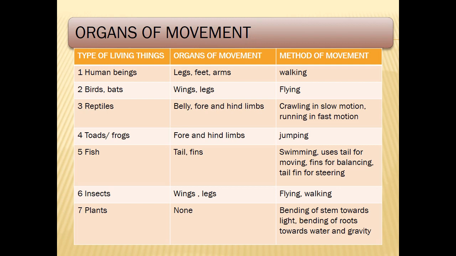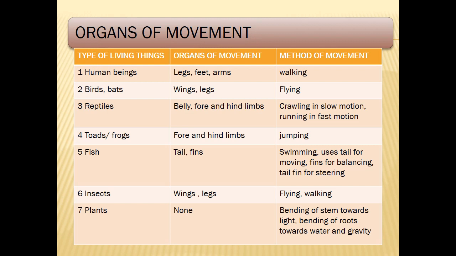Number 6, insects. And the insects use the wings and the legs. Wings and the legs are the organs of movement. And the method of movement is flying and walking. Number 7, plants. And then organs, none. Plants don't have an organ of movement.